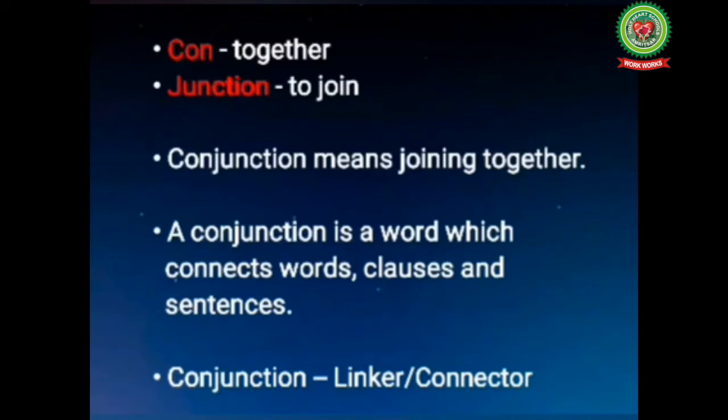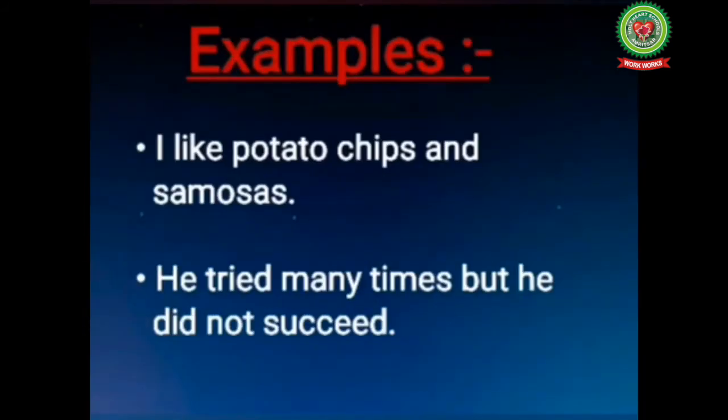Look at these examples. I like potato chips and samosas. Here, potato chips and samosas are joined with the conjunction and. See the next example. He tried many times, but he did not succeed. Here, but is the conjunction that has been used to join opposite ideas. Tried many times and did not succeed are two opposite ideas here. Let's proceed further.